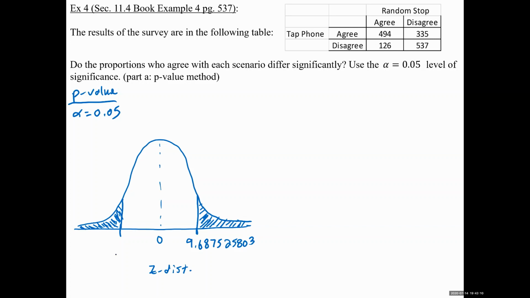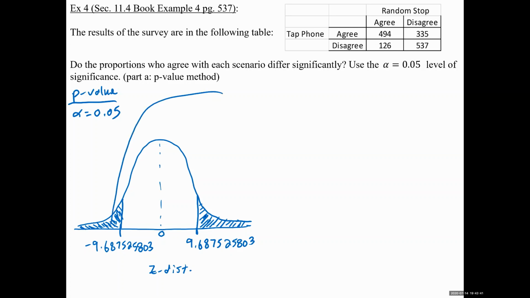Okay, now what about this number? Well, if this is t distribution or z distribution, you're just going to put the negative of it there. That's negative 9.6875, 25803. The only time you're not going to do this negative thing, for now anyway, is if it's a chi-square distribution. But if it's t or z, and it's a two-tail, when you know one, the other one's the negative of it. Okay. That's the picture for the p-value.